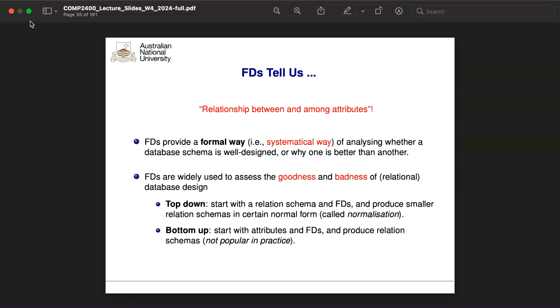In practice, sometimes people do this top-down, and it's also possible to do it bottom-up. But top-down is a typical approach. It's more popular in practice. So that's what we are going to talk about next week. It's called normalization.